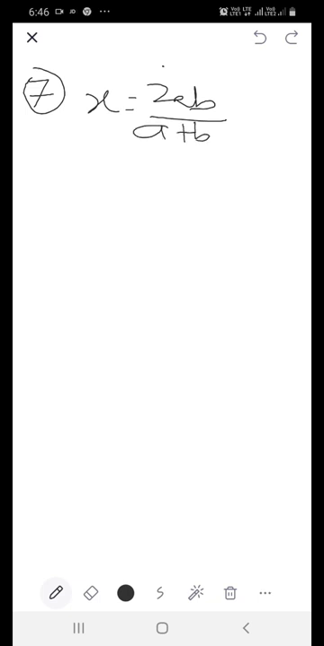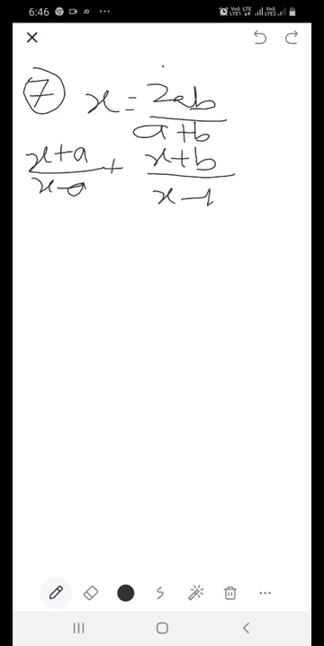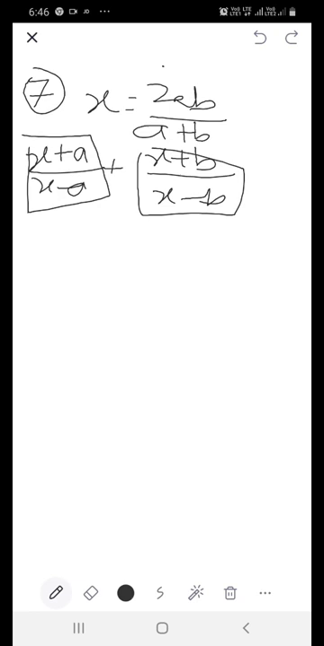Now in the 7th question, what is given? x is equal to 2ab upon a plus b. And you have to find the value of (x plus a) upon (x minus a) plus (x plus b) upon (x minus b). So I'm going to first find this value and this value, and then we'll add them.